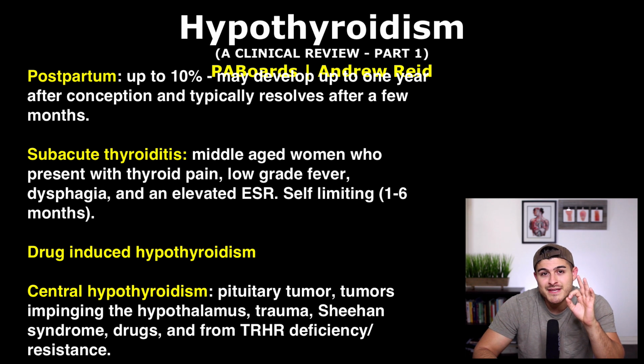So for this type of thyroid disease, this type of subacute thyroiditis, we're looking at a middle-aged woman, painful thyroid, low-grade fever, dysphagia, elevated ESR. It's going to self-resolve after 1 to 6 months. Then we have something called drug-induced hypothyroidism. Drug-induced hypothyroidism can definitely occur, and this is secondary to medications. So medications that we're going to look out for are going to be tyrosine kinase inhibitors, and these medications per se are used to treat many types of cancers. Amiodarone is a big one, lithium, rifampin, phenytoin, carbamazepine, and phenobarbital. These are all medications that can induce hypothyroidism.